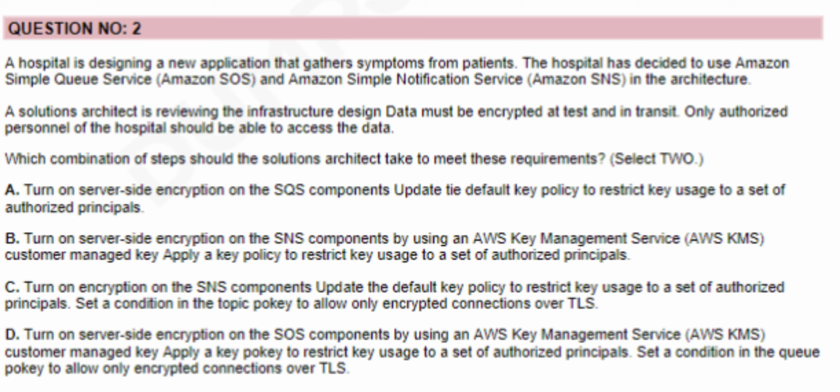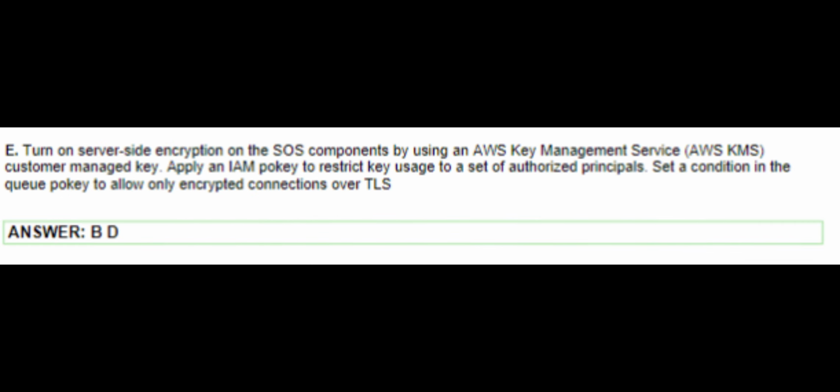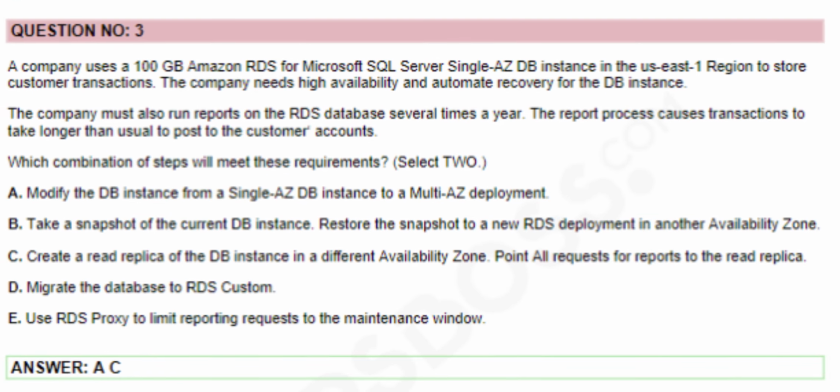D. Turn on server-side encryption on the SQS components by using an AWS KMS customer managed key. Apply a key policy to restrict key usage to a set of authorized principals. Set a condition in the queue policy to allow only encrypted connections over TLS. E. Turn on server-side encryption on the SQS components by using an AWS KMS customer managed key. Apply an IAM policy to restrict key usage to a set of authorized principals. Set a condition in the queue policy to allow only encrypted connections over TLS. Answer: BD.